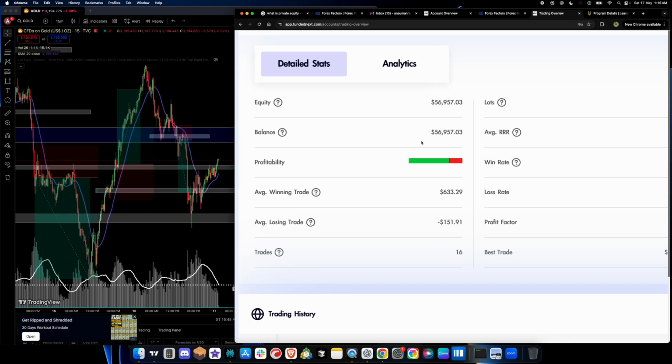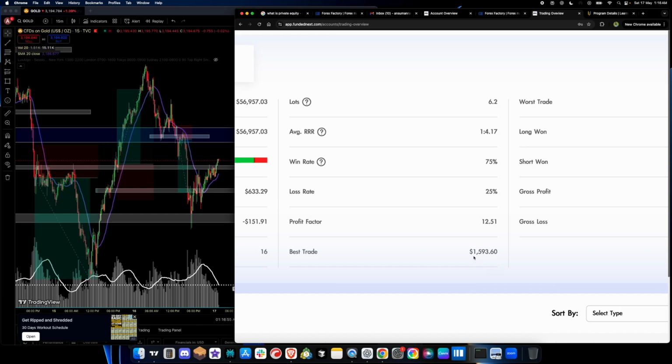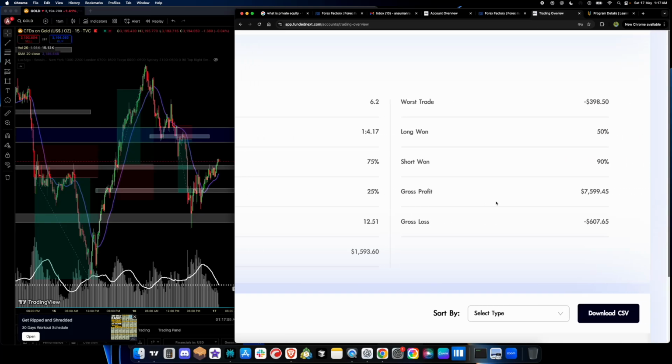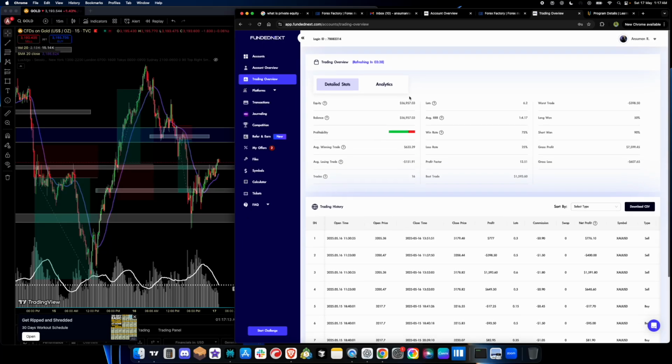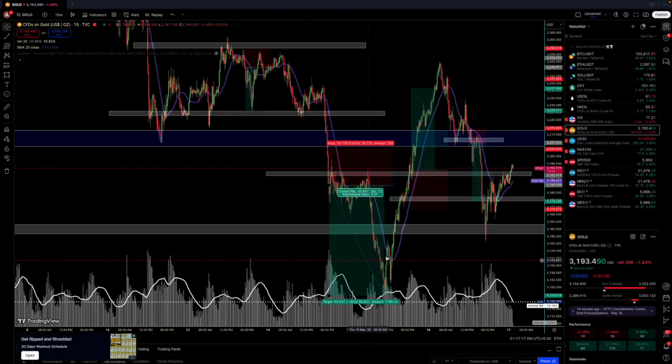This was all the journaling data over here: the profitability, the average winning trade, the average losing trade, total number of trades, best trade so far, and a win rate of 75% in this whole account. It was a very good win rate, and the loss rate was 25%, and gross profit was close to $7,600.